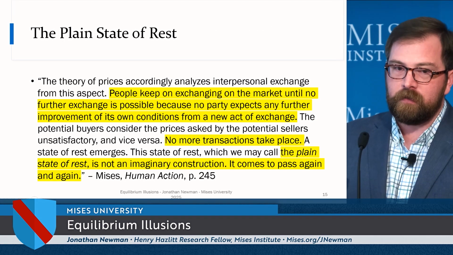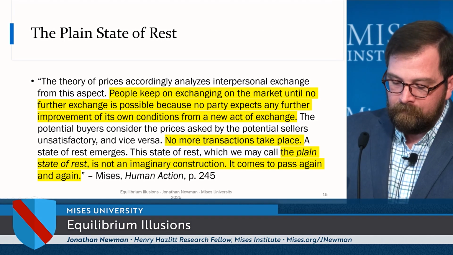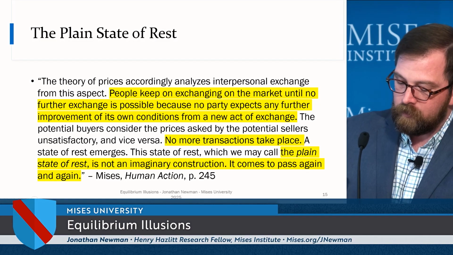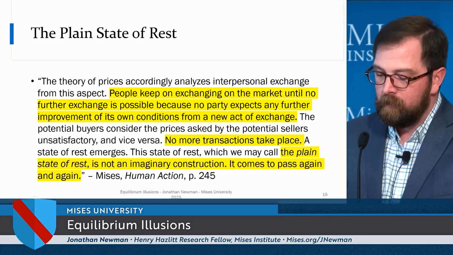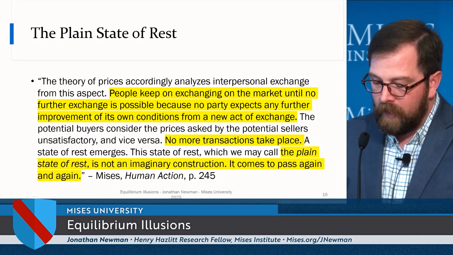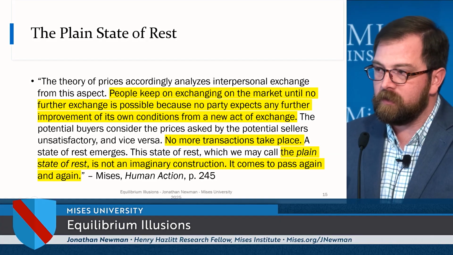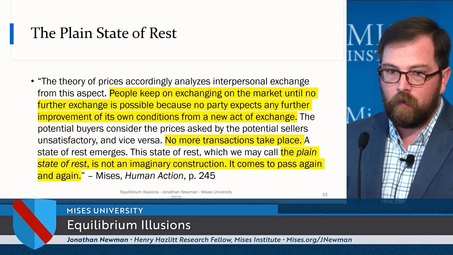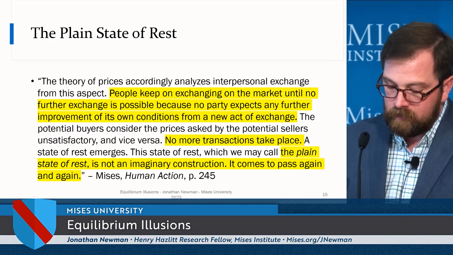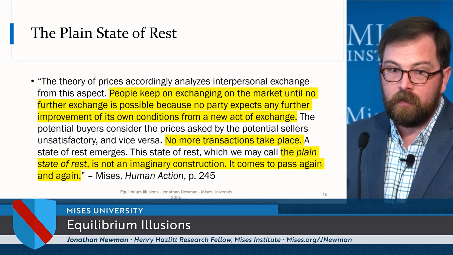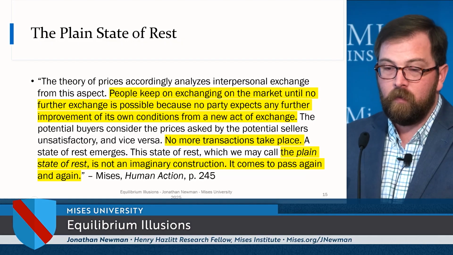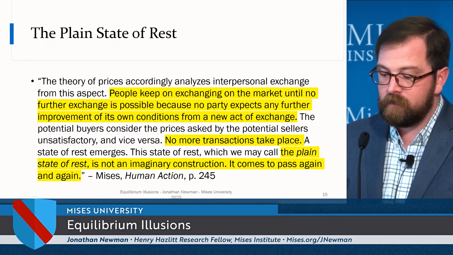Okay, the plain state of rest. So here we have traders. Mises says in Human Action, people keep on exchanging on the market until no further exchange is possible because no party expects any further improvement of his own conditions from a new act of exchange. So no more transactions take place. The market clears. Quantity supplied equals quantity demanded. This is not an imaginary construction, Mises says. It comes to pass again and again. So after every single transaction, we can say that there is a plain state of rest established.